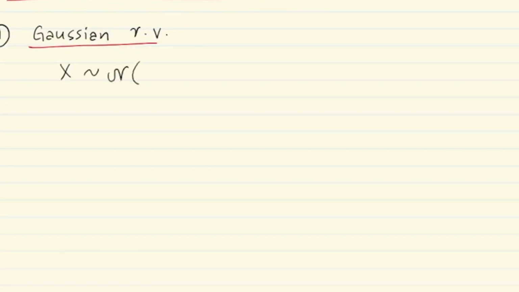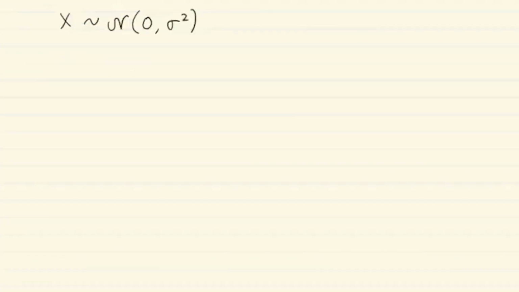The first example of a random variable to which we'll apply the Chernoff method is the Gaussian random variable. So let's assume that x is a Gaussian random variable with mean 0 and variance sigma square. Let's compute the moment generating function of x.